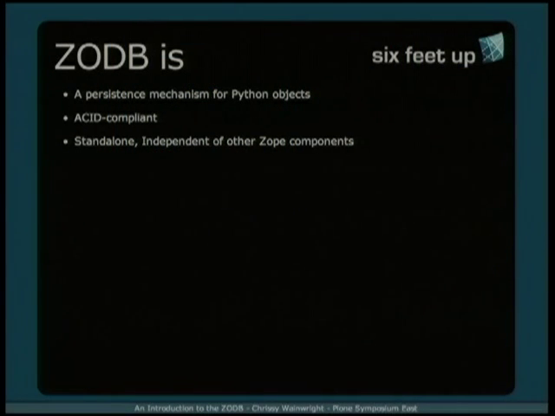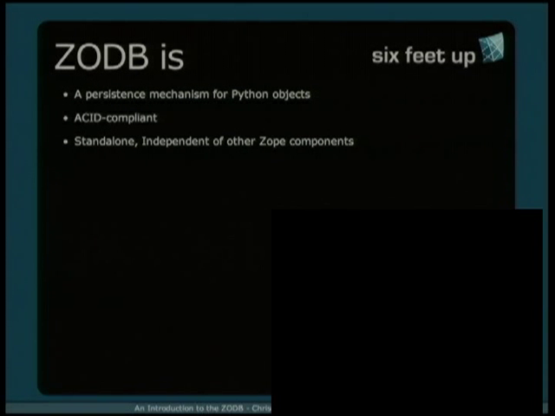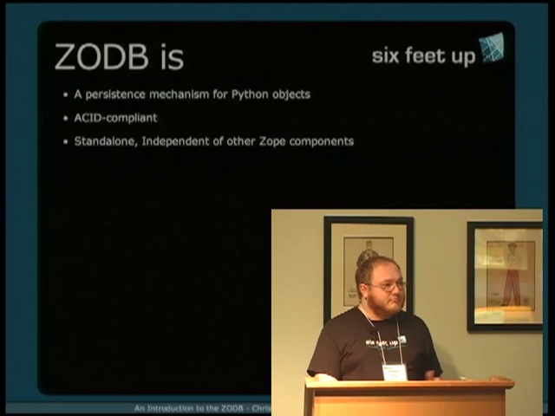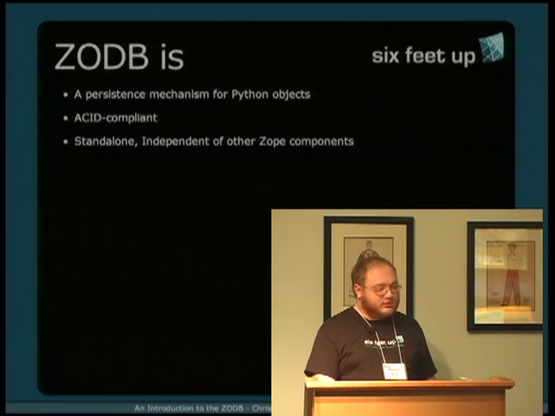So, a quick description of what the ZODB, or Zope Object Database, is. It's a persistence mechanism that will save Python objects that are in memory to the hard disk. It's ACID compliant, so it's safe for storing your data, and it is standalone and independent of other Zope components, so you don't have to bring in all of Zope to use it.